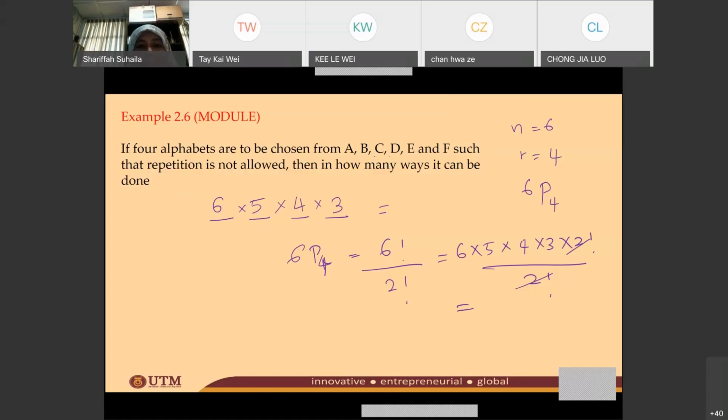Anyone? Okay. Lain-lain jawapan ke? Only one solution? Which one do you think?